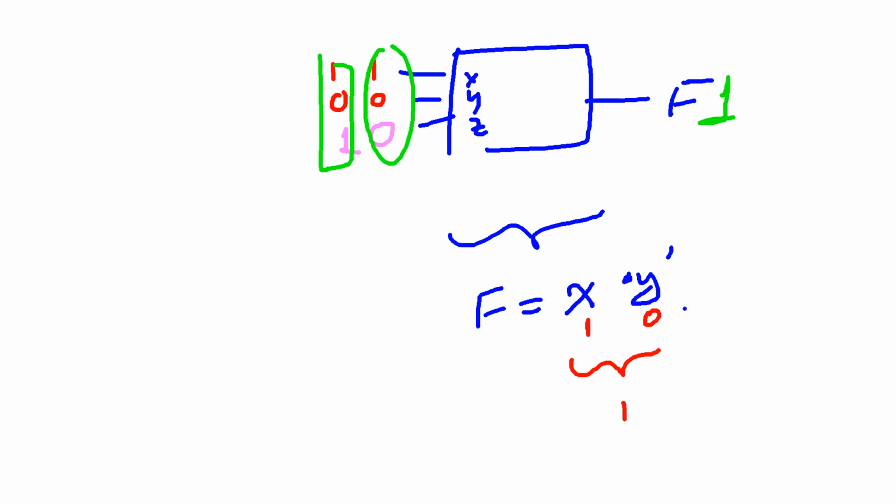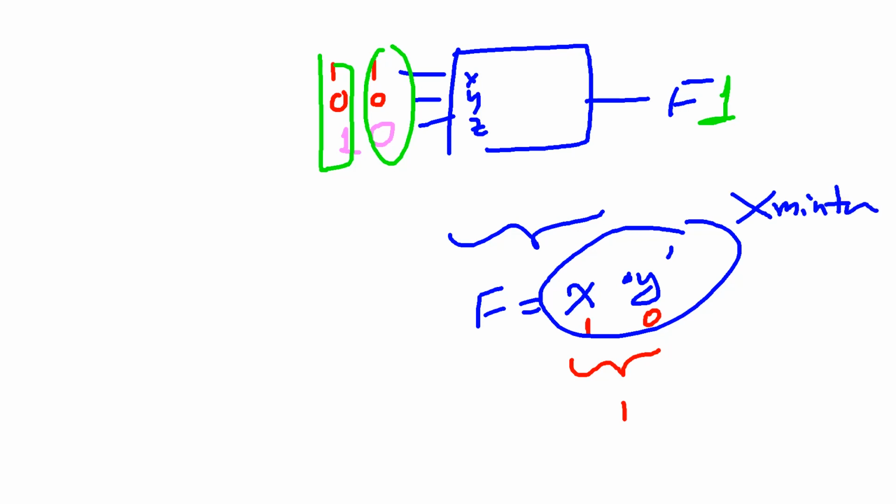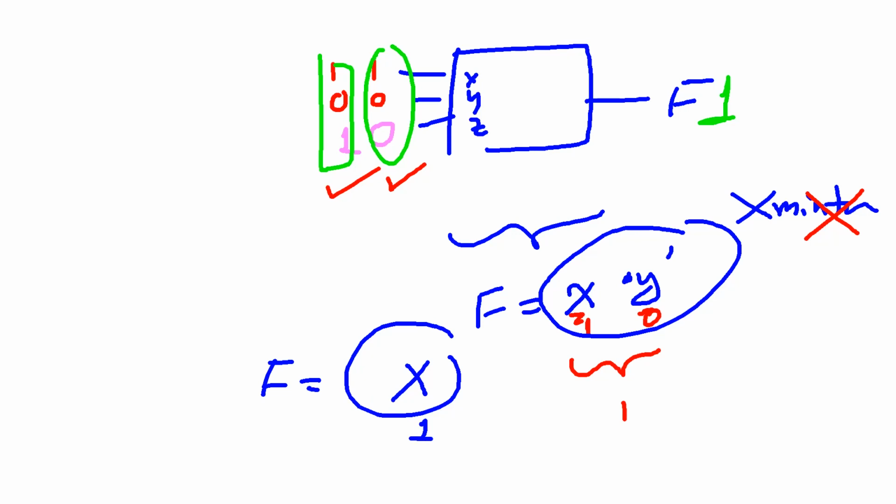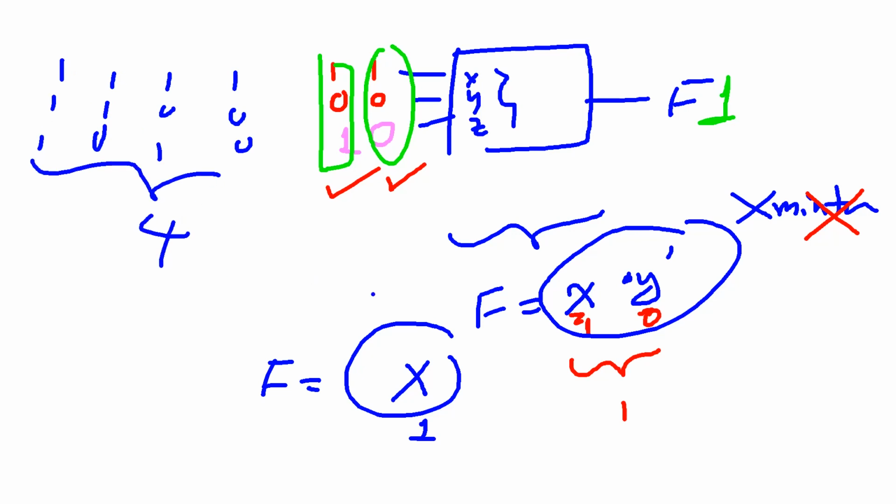That means this term is not a min term, because a min term must make the function become 1 in only 1 case. But this term gives 2 cases that make the output become 1. Or if your function is only x, what happens? The function is 1 when x is 1, right? But if your system has 3 input variables, that means when x is 1, maybe 1, 0, 0, or 1, 0, 1, or 1, 1, 0, or 1, 1, 1. There are 4 cases. So x is not a min term.